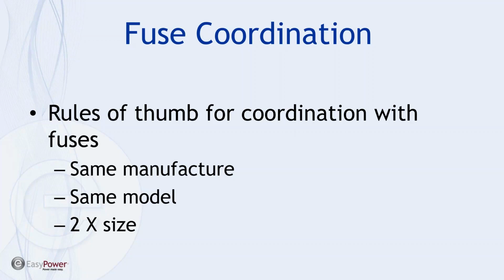And this has to do with fuse coordination. So the bottom line is fuses aren't adjustable, and it's difficult to expect coordination between different manufacturers, primarily because the test and the specs for each particular one may be different across the manufacturer's boundaries. So the rule of thumb as far as coordination is you need to stay with the same manufacturer and the same model, and then as you coordinate, the next upstream fuse needs to be 2x the size of the one downstream. So to illustrate that, and again, this is rule of thumb.